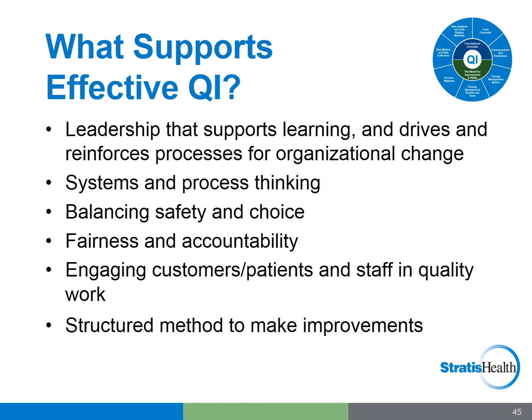Systems and process thinking. Recall the importance of how changing processes can lead to unintended impact on the overall system that produces outcomes. Balancing safety and choice, and fairness and accountability. Think back to the just culture concept, which focuses on the 3 duties and organizational values that creates expectations around individual behavior. Engaging customers, patients, and staff in quality work. Look at your quality improvement work through their eyes and make them part of the process and team. Structured method to make improvements. The structure comes from utilizing the tools and methods you have learned in this course.